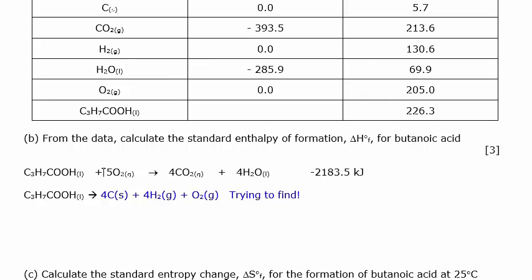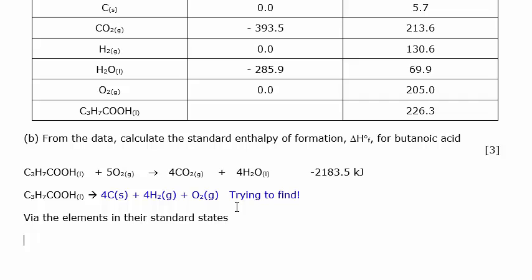Now if we go via the elements in their standard states, this is the negative of the enthalpy of formation of butanoic acid. So this first phase here is negative delta H. I want to put this one down here. Negative delta H F. I haven't got my delta sign anywhere. If I just get a delta sign handy. There we are. Negative delta HF. Right.